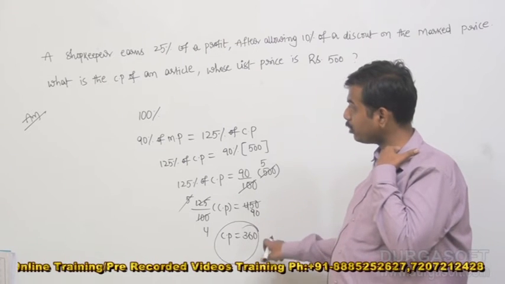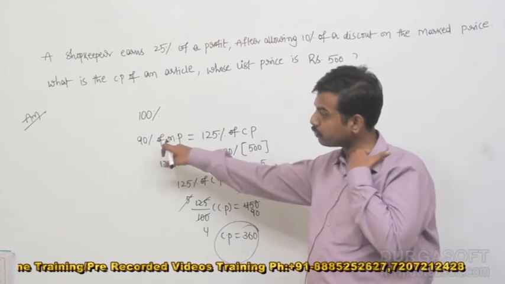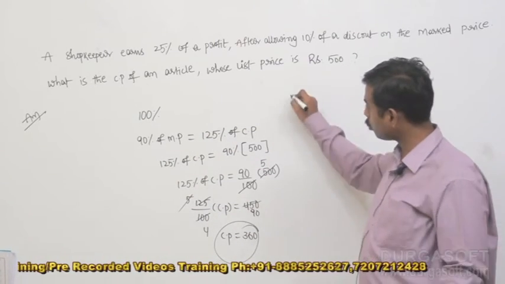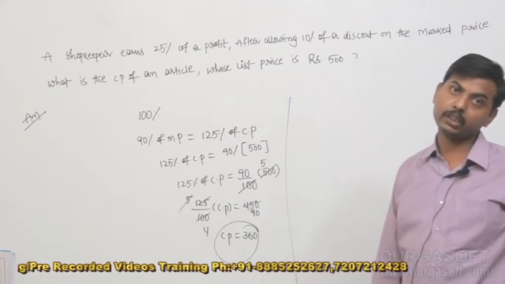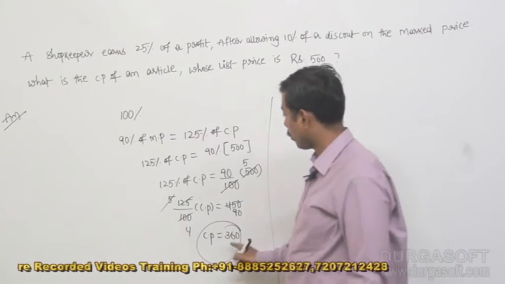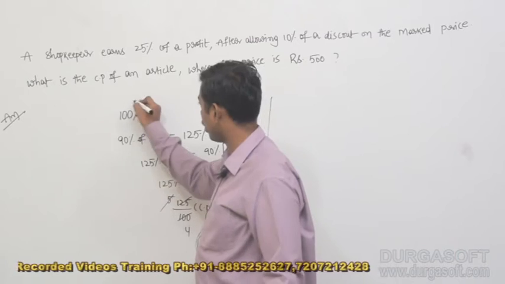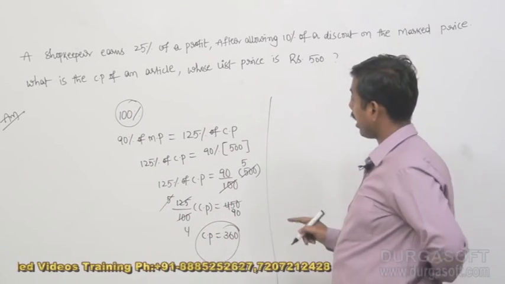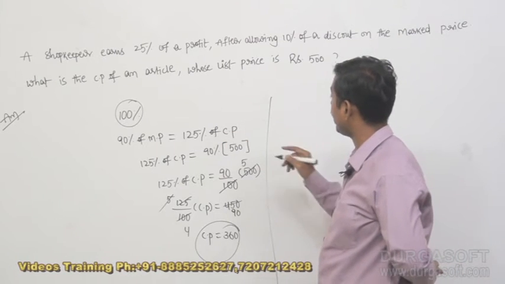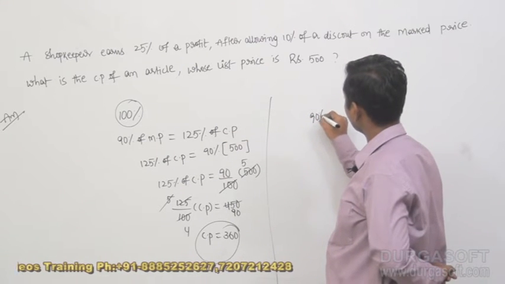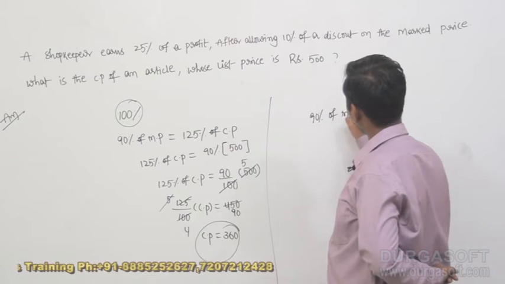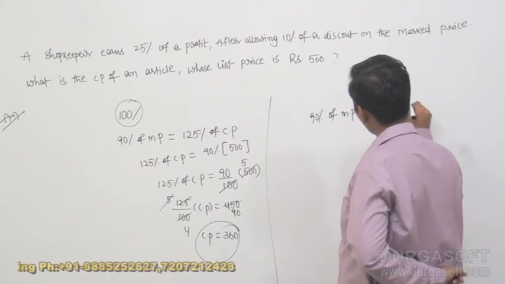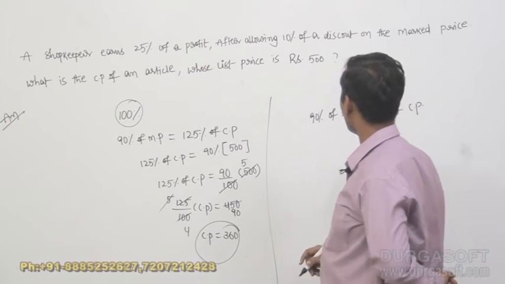Obviously 450 means 450 is nothing but 90% of the market price. We have satisfied the condition. The cost price of the article is 360, which means the 100% value we came to know is 360. Now we have written here that 90% of the market price of an article equals 125% of the cost price of the article.